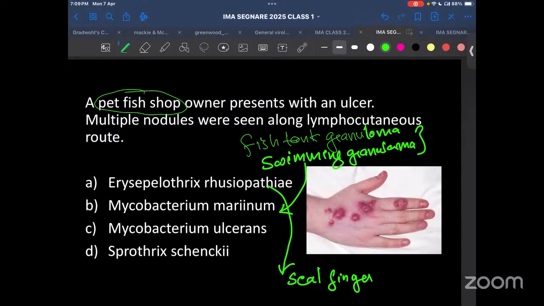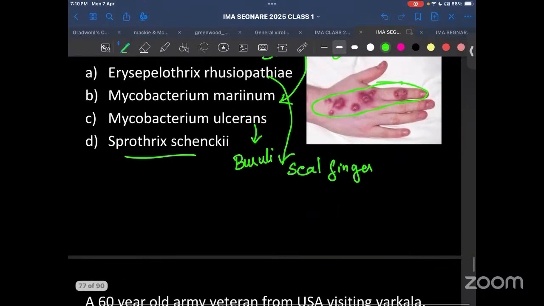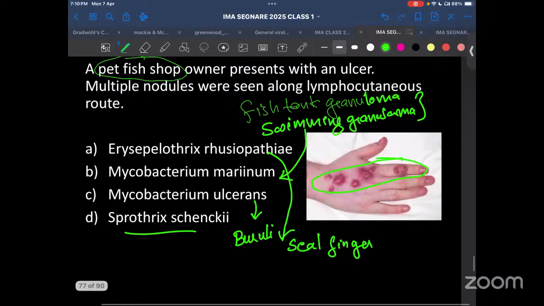Now, Mycobacterium ulcerans is another non-tuberculous mycobacteria that causes a disease known as Buruli ulcer. Sporothrix schenckii is a fungus and it causes a similar lesion. This is a linear pattern of lesion; a similar lesion can be caused by Sporothrix schenckii. So we have discussed swimming pool granuloma.